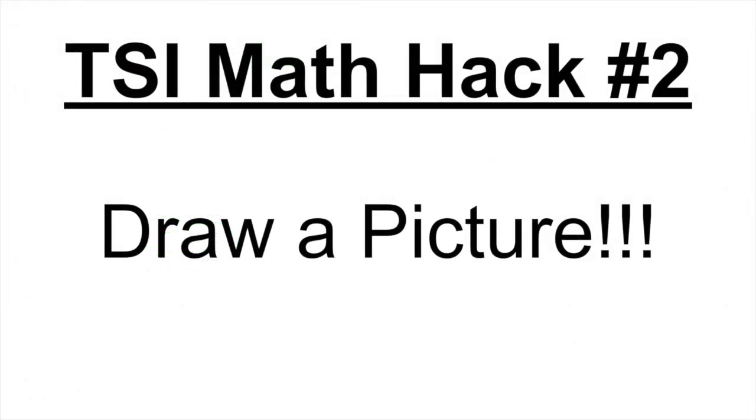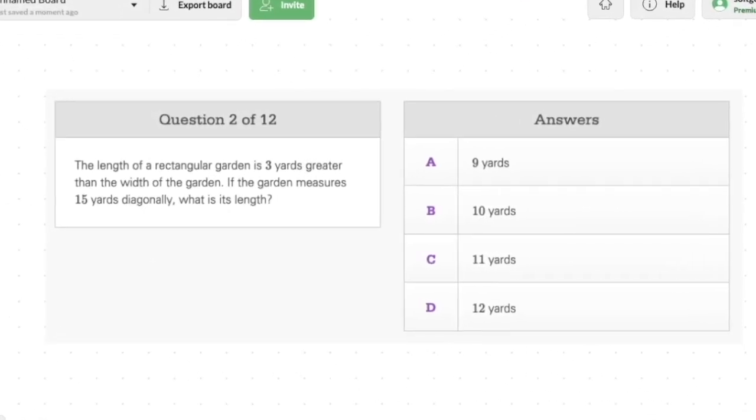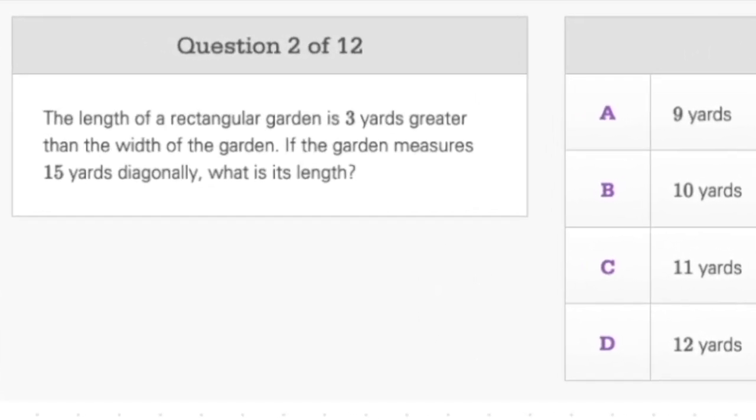TSI Math Hack number 2. Draw a picture. All right. Go ahead and read the next question for me, please. The length of a rectangular garden is 3 yards greater than the width of the garden. If the garden measures 15 yards diagonally, what is its length?